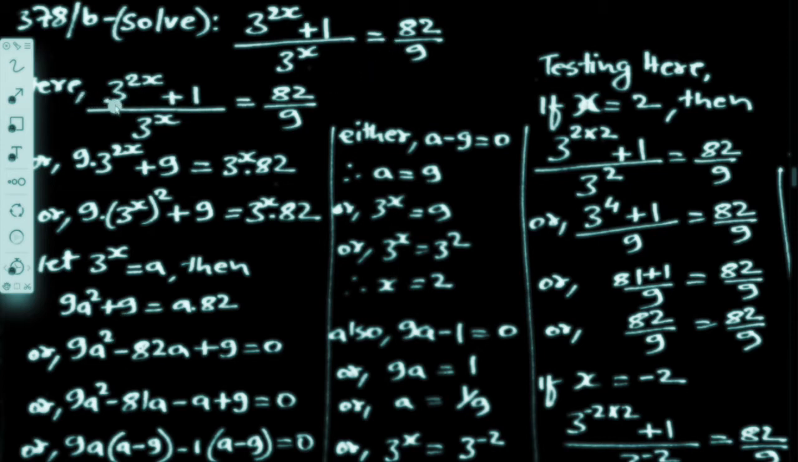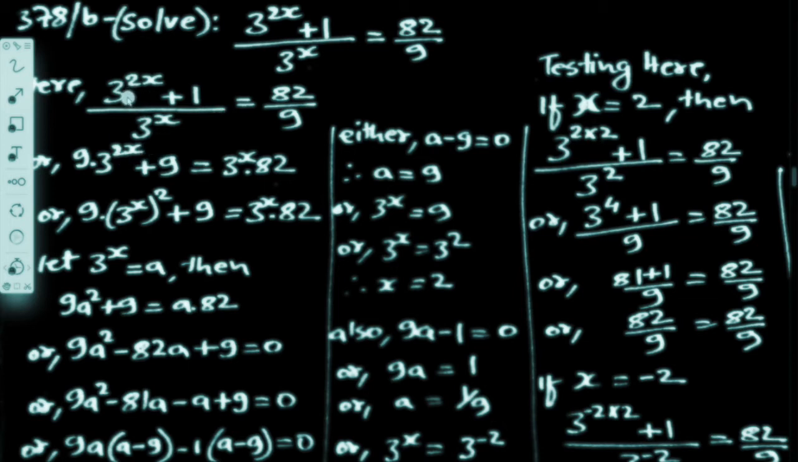Here, 3 power 2x plus 1 by 3 power x equals 82 by 9. The question is written here as usual, no change. Now we should do cross multiplication. The upper one should be multiplied with the lower one, and the lower one with the upper one. That means cross multiplication.